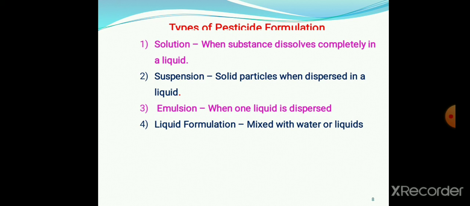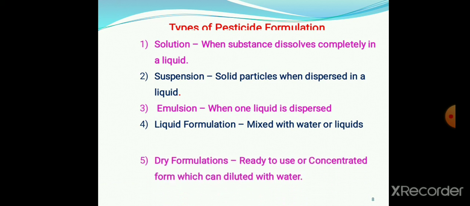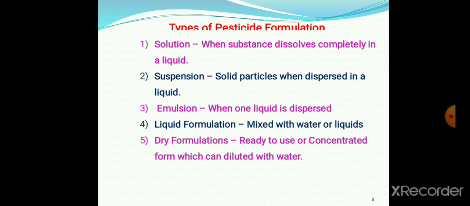Next is liquid formulation. Liquid formulation means these chemical components are mixed with liquid or water. That is called a liquid formulation. And the last type is the dry formulation. Dry formulations can be used directly, that is called ready to use, or they are in concentrated form, and when they are in concentrated form, they should be diluted with the help of water. That is called a dry formulation.